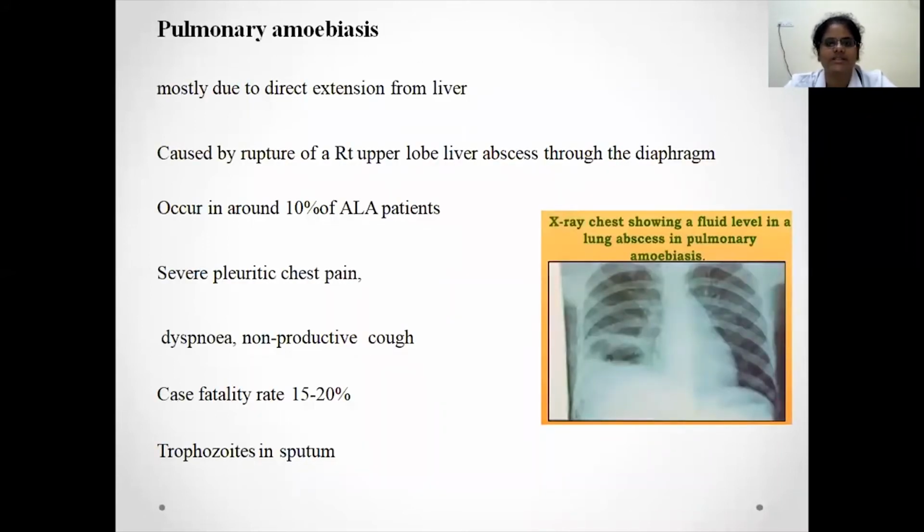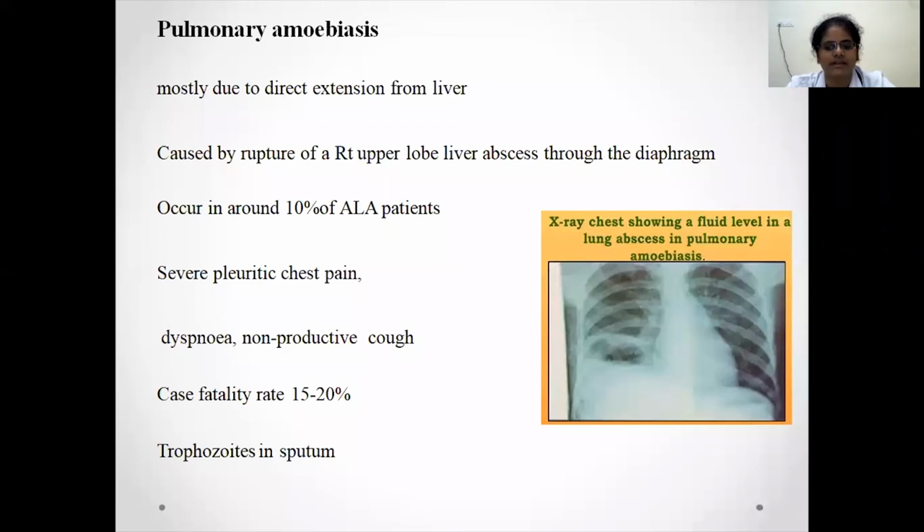Next, other extraintestinal manifestations apart from amoebic liver abscess are pulmonary abscess. It's most likely due to direct extrusion from the liver, caused by rupture of the right upper lobe liver abscess through the diaphragm. Occurs in around 10% of amoebic liver abscess patients.